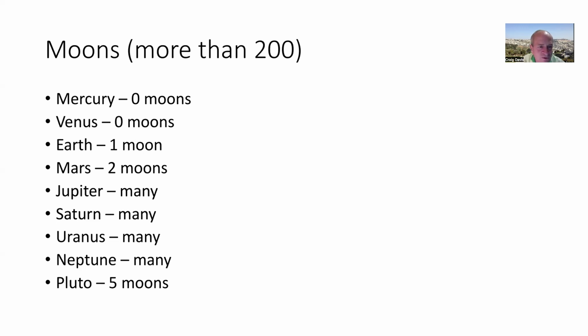So, moons. In the solar system, there are more than 200 moons. In the inner planets of Mercury, Venus, Earth, and Mars, there are few. Mercury has 0, Venus has 0, Earth has 1, and Mars has 2. The giant planets of Jupiter, Saturn, Uranus, and Neptune all have many. And for those like me who like to think of Pluto as being a planet, because we grew up with it that way, Pluto has 5.